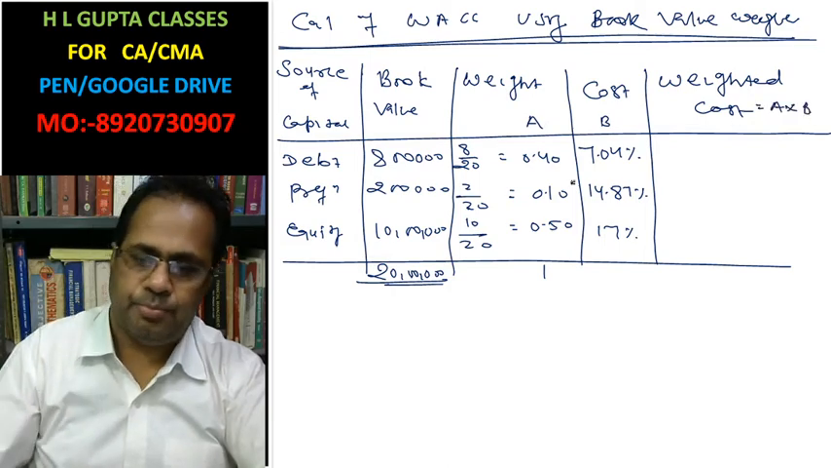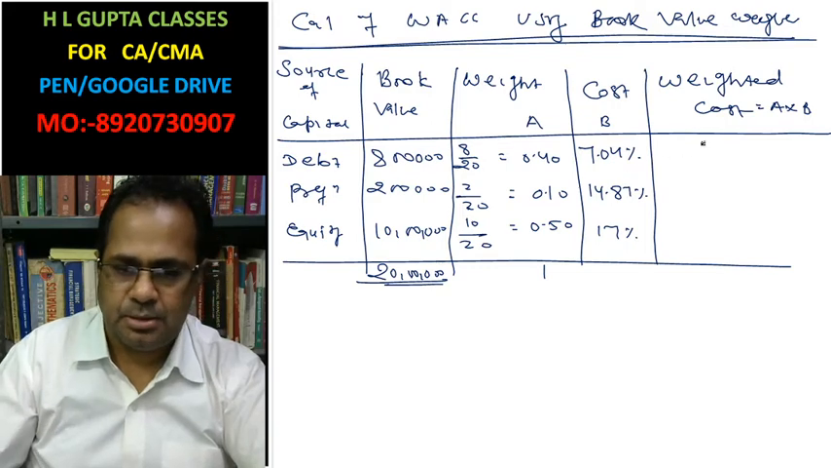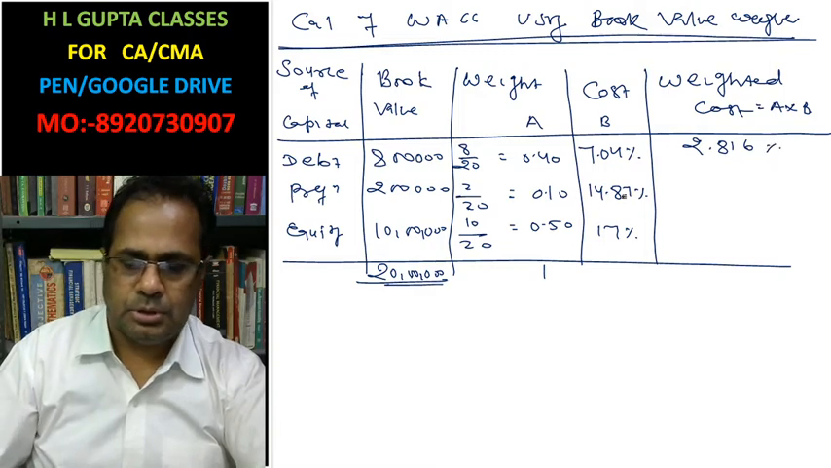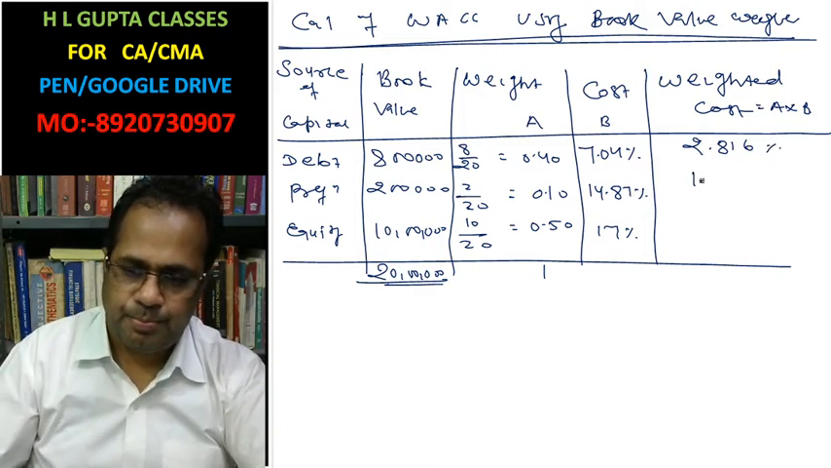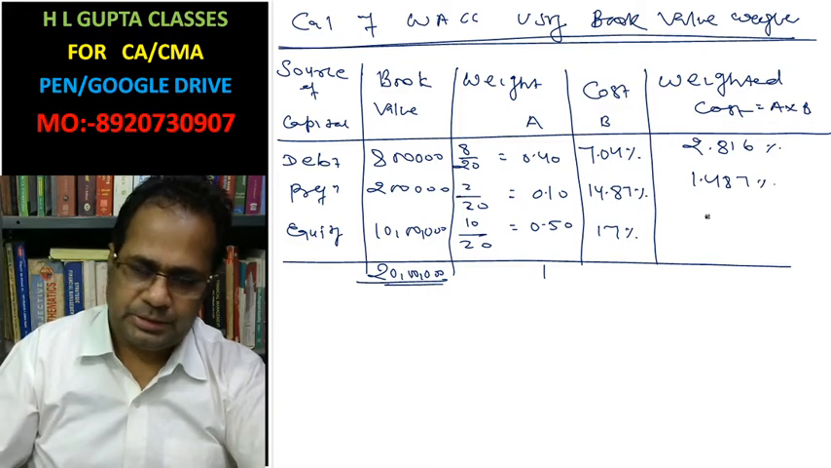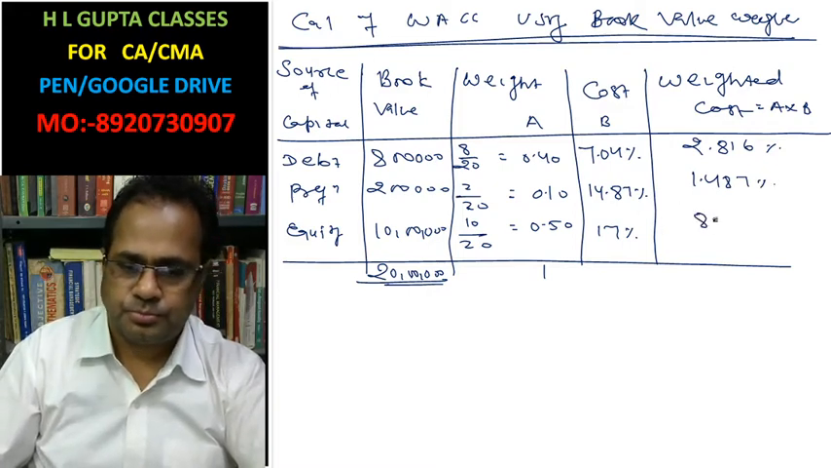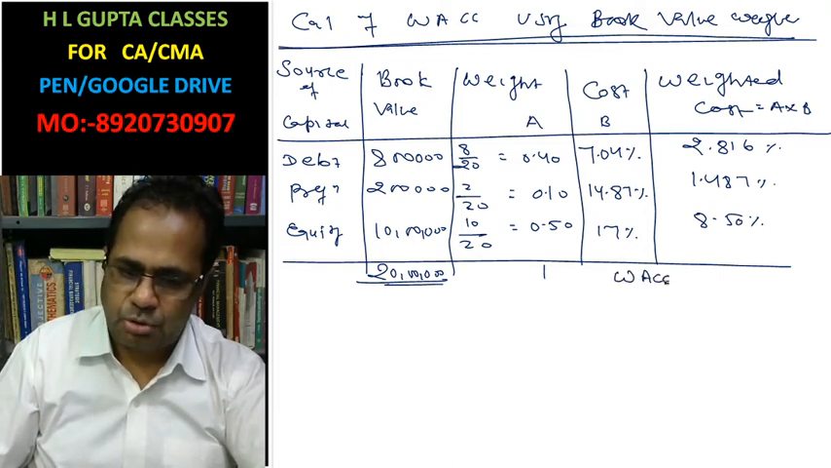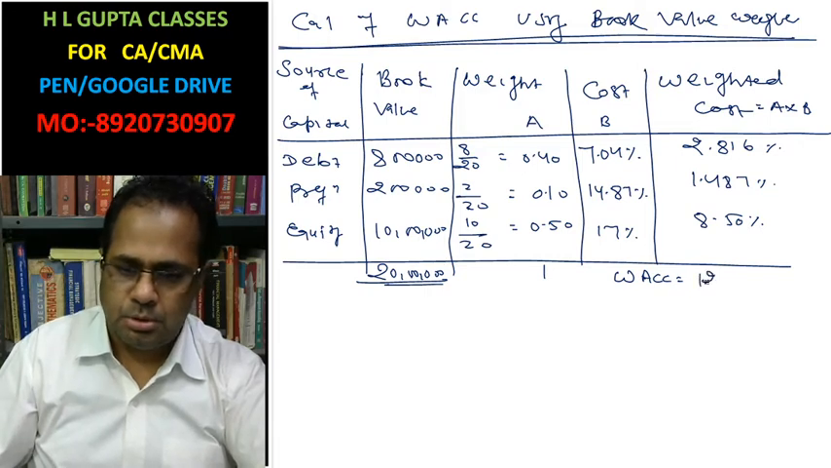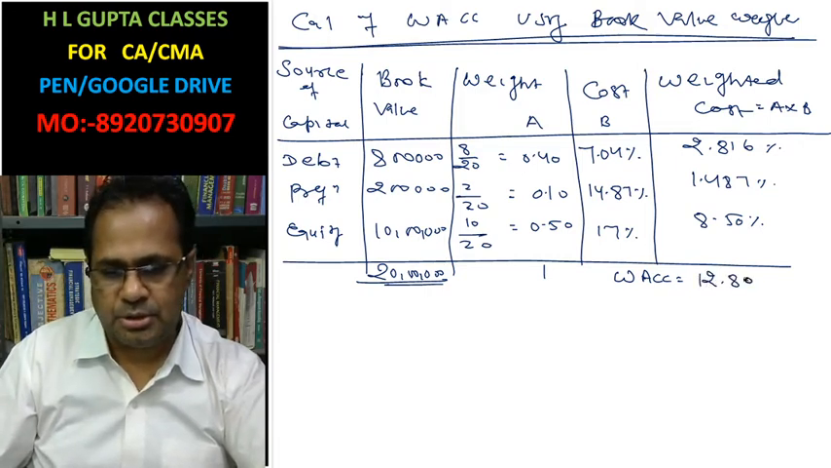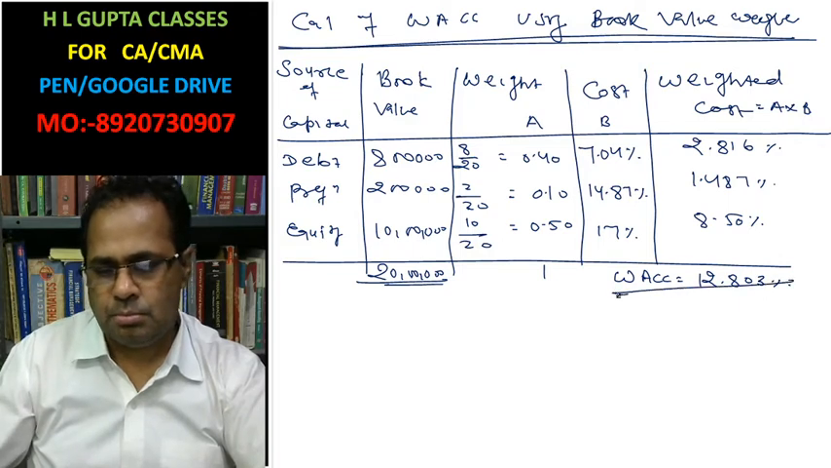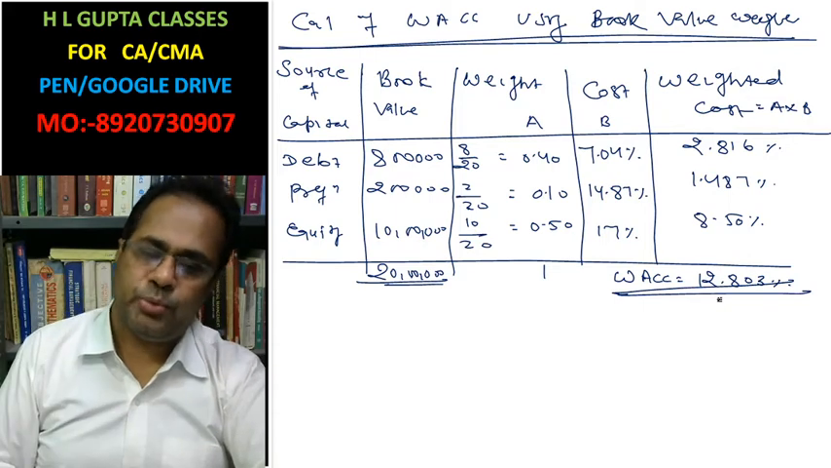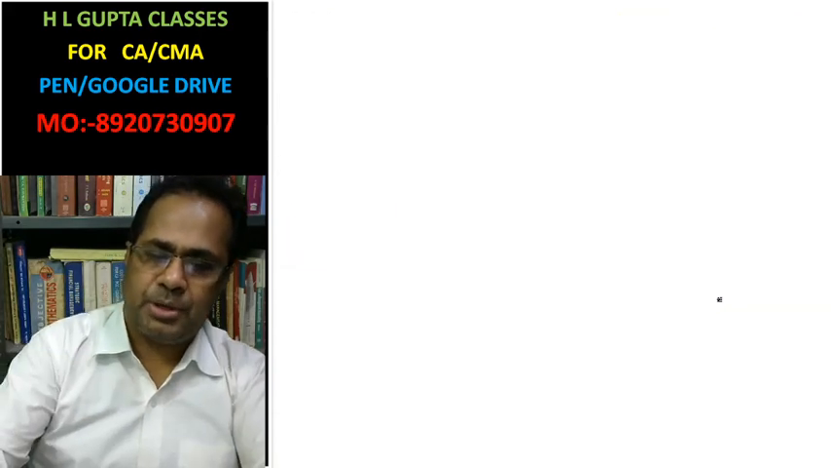A into B, now multiply this. This is 2.816, this 1.487, this is 8.50. Weighted average cost of capital is 12.803%. Now we can calculate weighted average cost of capital using market value weights.